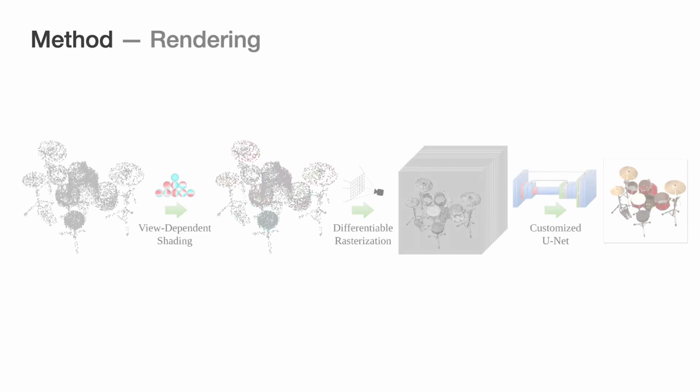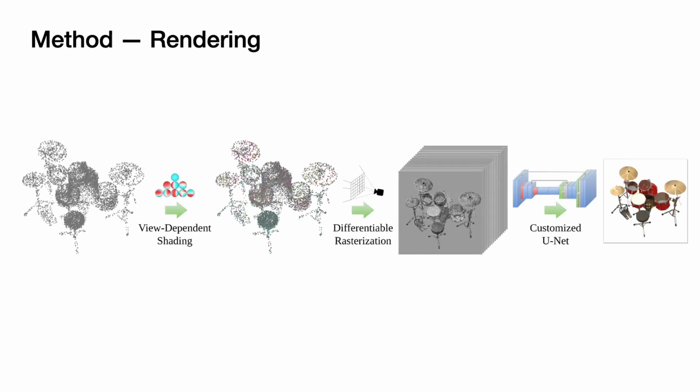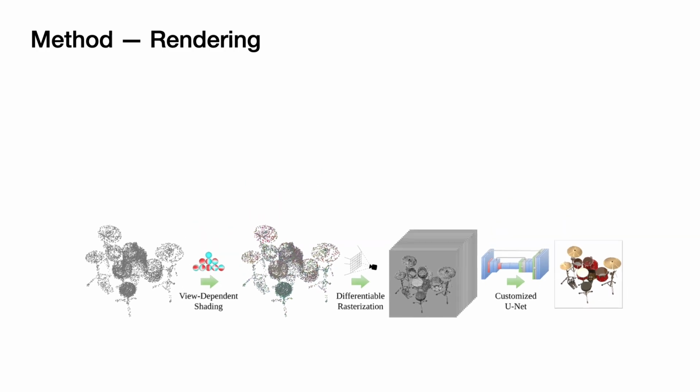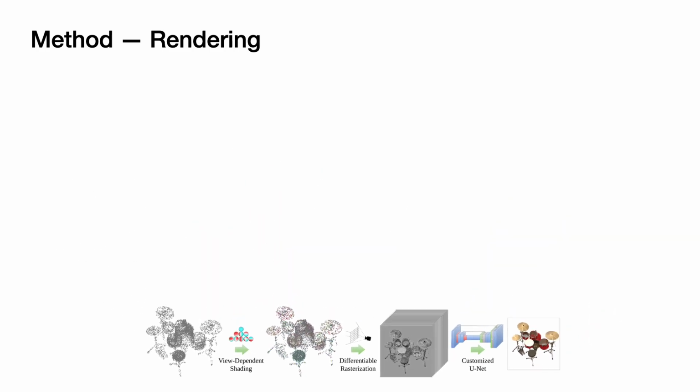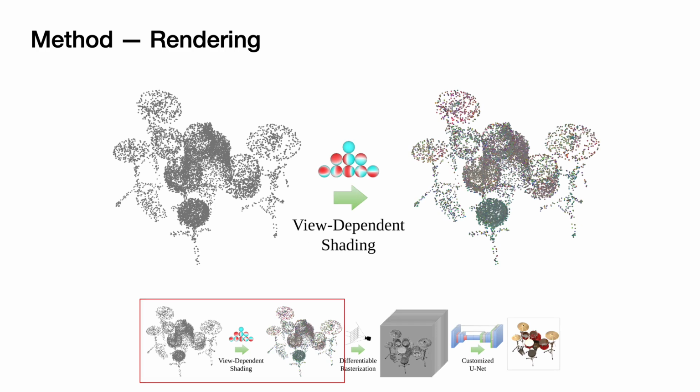To render an image, we then employ a multi-step neural rendering pipeline. For a given viewing direction, we use spherical harmonics shading to convert the high-dimensional but view-independent feature vector of each point to a lower-dimensional view-dependent representation.